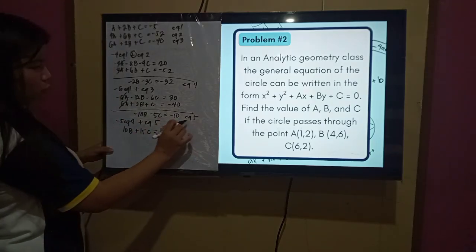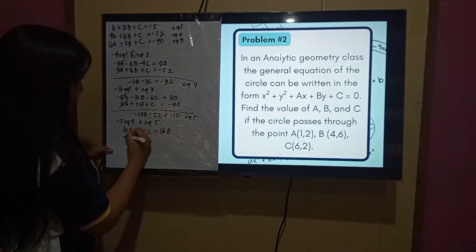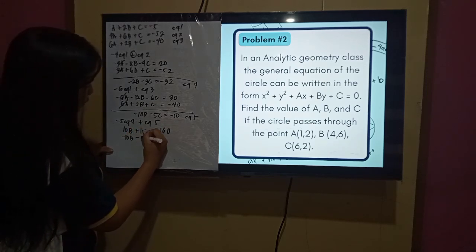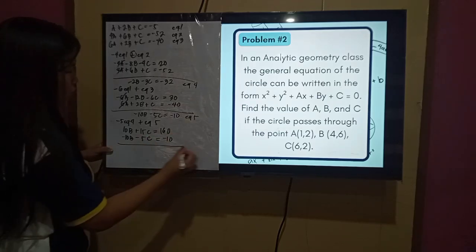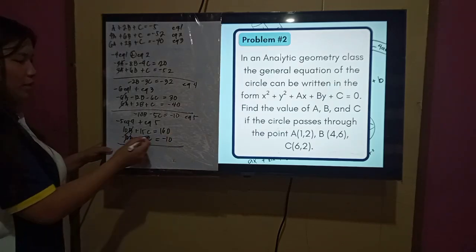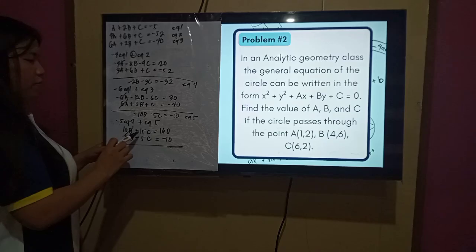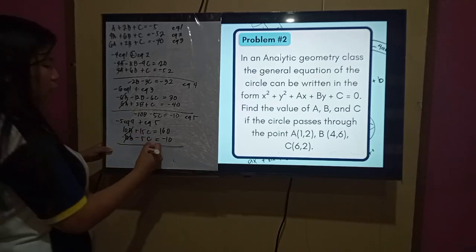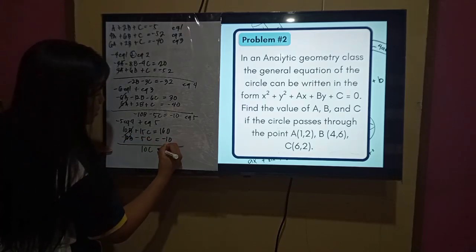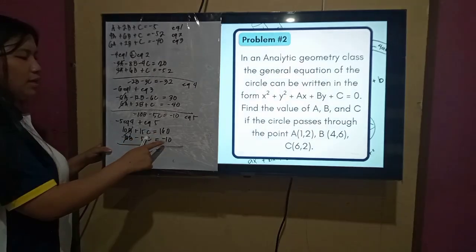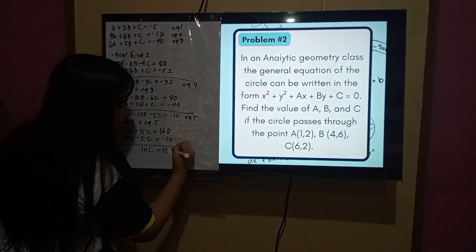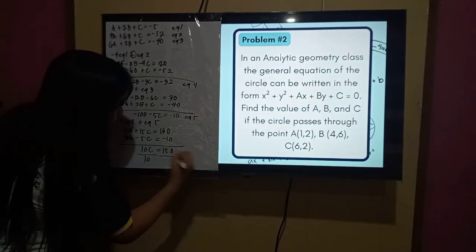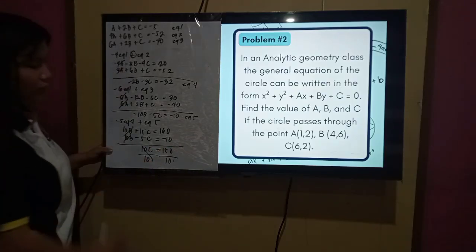So, copy na natin tong equation 5 natin. Negative 10B minus 5C is equals to negative 10. So, makakancel na natin ito ngayon. Ang matitira na lang sa atin is ito. 15 minus 5, that would be 10C, is equals to 160 minus 10, that would be 150. So, i-divide natin to both by 10 para makuha natin yung value ni C.